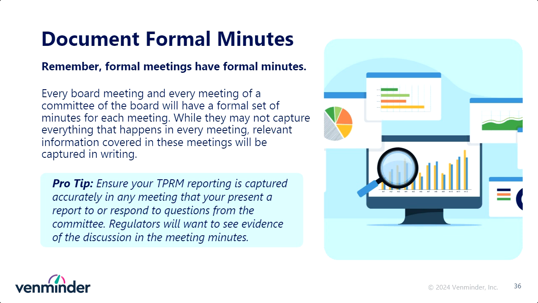So pro tip for you all on documentation is ensuring that your third-party risk management program is captured accurately in any meetings, and making sure that you're not presenting any sort of erroneous or incomplete data, because regulators will want to see evidence when they're discussing your program efficacy and looking at these meeting minutes. Having that will avoid any additional context you'll have to provide to those regulators or examiners.